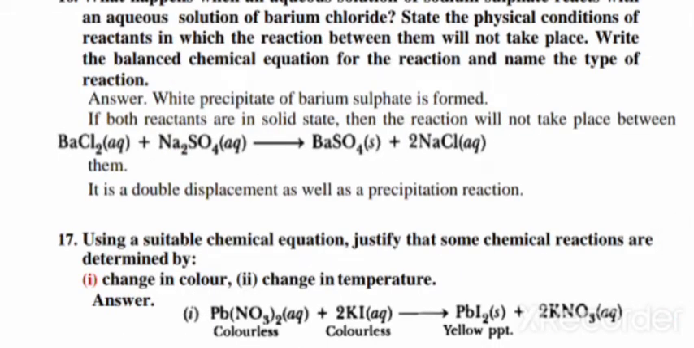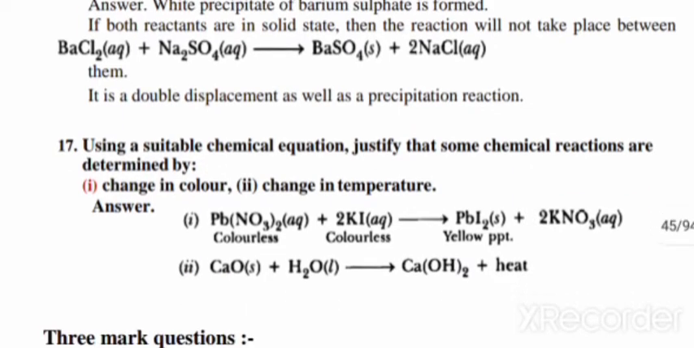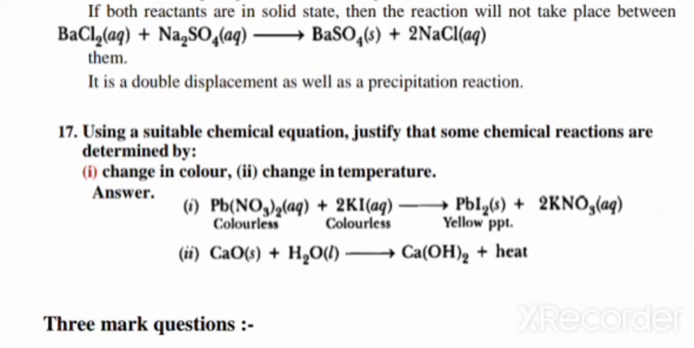Define double displacement reaction, they ask. In it, two molecules undergo reaction, two new products are formed, that is double displacement reaction. Barium chloride reacts with sodium sulfate, Na2SO4, BaSO4 and sodium chloride are formed. Okay, one more example is there, double displacement: lead nitrate reacts with potassium iodide, there is a formation of lead iodide and potassium nitrate.